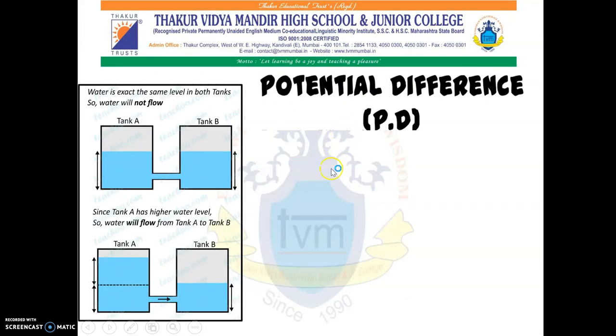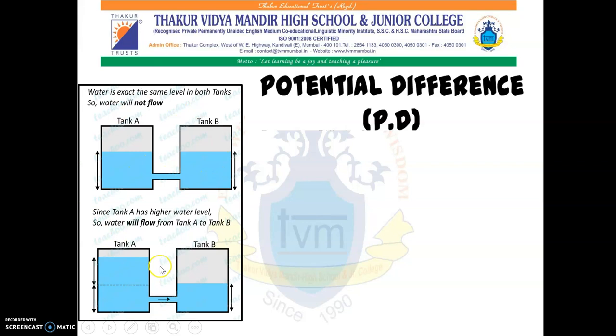Now, in order to understand how this electricity is flowing in a circuit, we need to understand what is potential difference. To understand potential difference, let us take this example. Here you can see there are two tanks, tank A and tank B. In first case, water is exactly the same level in both tanks. So water won't flow from one tank to another tank.